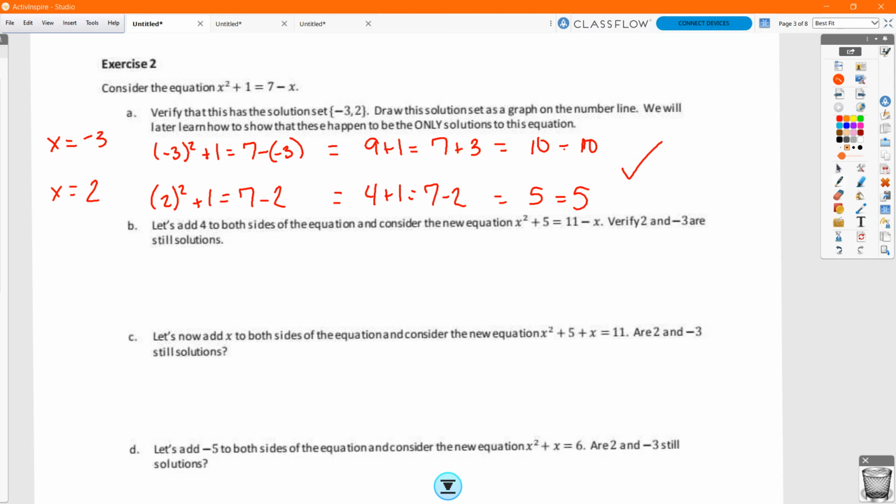So I'm not going to mess with that. That is good. I don't really care about the solution graph on the number line. There is no point for me to consider doing that. Makes no sense.